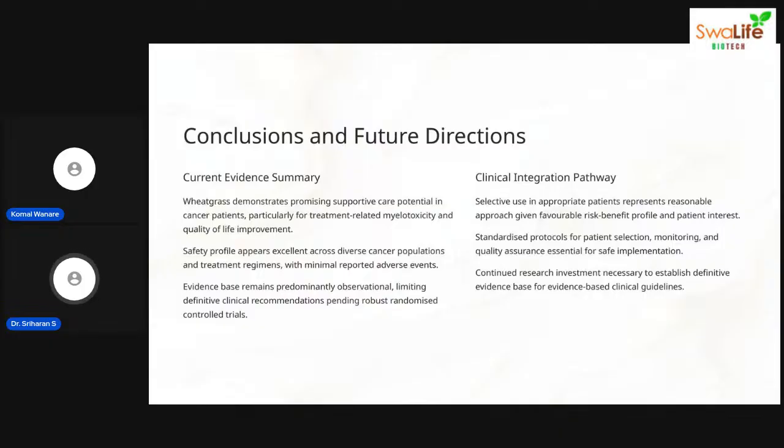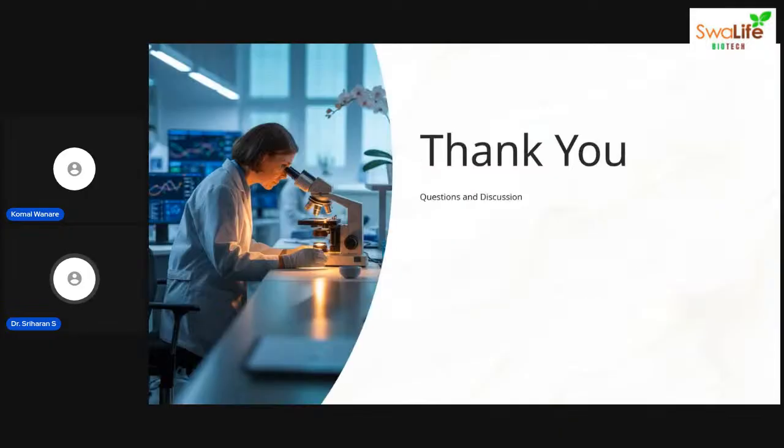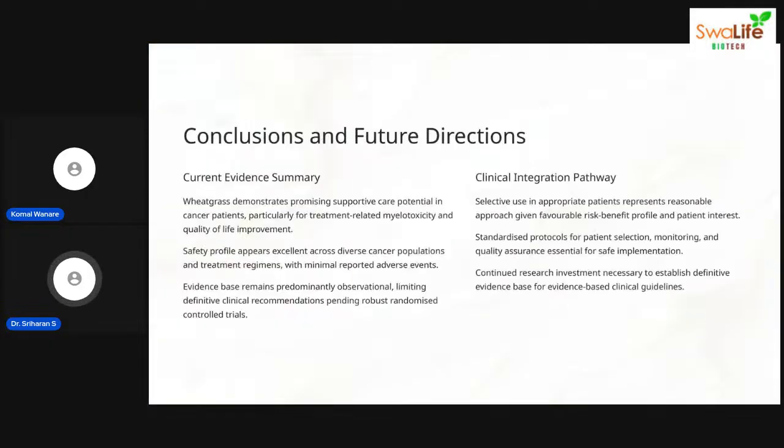And the clinical integration pathway, we also see: how to do the initial assessment, how we want to train the nursing staff, how we want to provide interdisciplinary collaboration. So this is the conclusion part of our wheatgrass study. You may get an idea about what wheatgrass is in today's session if you got to listen.